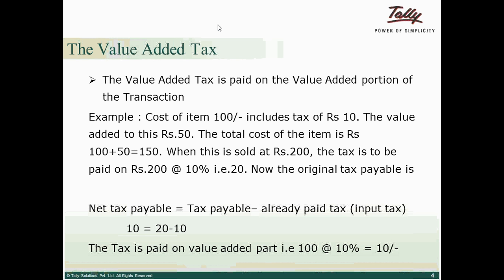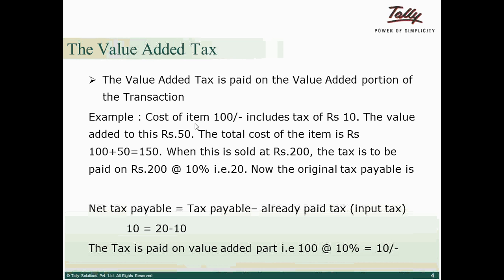Here is an example of how value-added tax works. The value-added tax is paid on the value portion of the transaction. The cost of the item is ₹100. It includes tax of ₹10. The value added to this is 50.